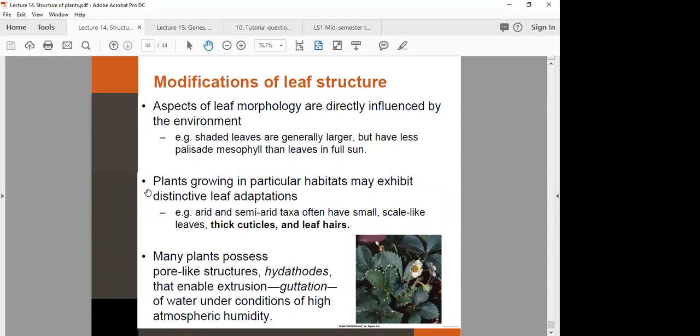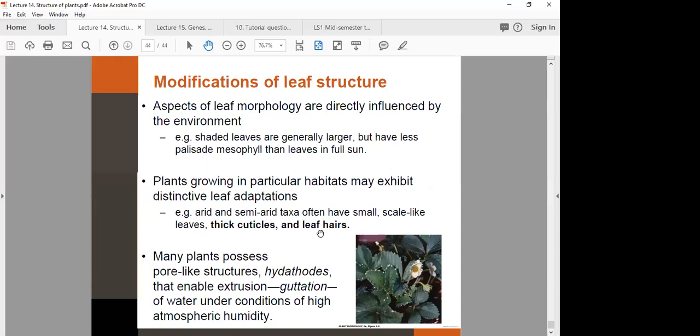Plants growing in particular habitats also exhibit leaf adaptations. So, for example, many of the Australian plants growing in arid and semi-arid regions often have very small scale-like leaves, obviously to reduce water loss. They have very thick cuticles and also the presence of lots of leaf hairs.